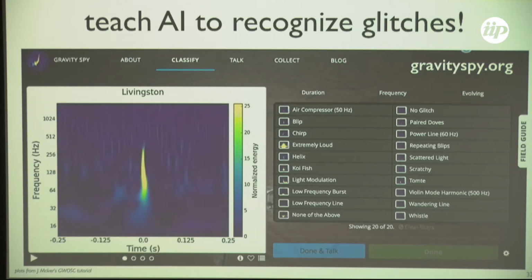And this is already being used. So Gravity Spy has been around for some time, and it's already to the point where it's actually informing what we do. So if you're curious, go there. I'm told it's fun. I've never done it.